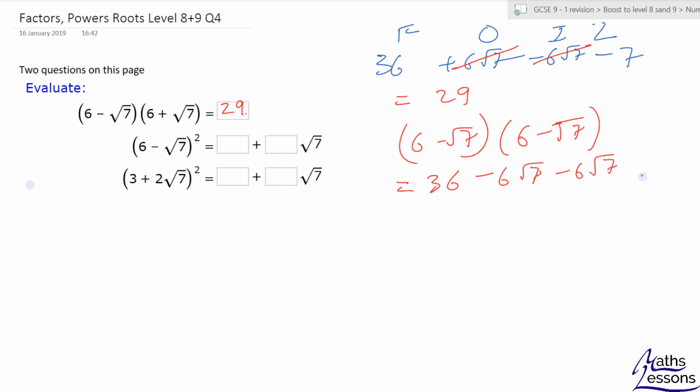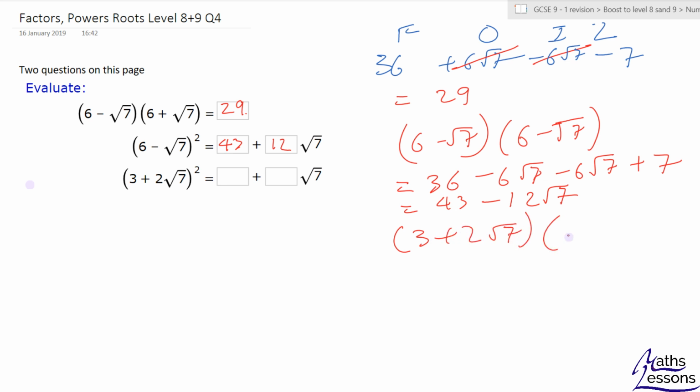Last two things, minus times minus is a plus. Root 7 times root 7 is 7. So we get 36 plus 7 is 43. Minus 2 lots of this gives me, sorry, trying to be too quick, gives me 12 root 7. So we're left with 4 root 7. Next one, same again.